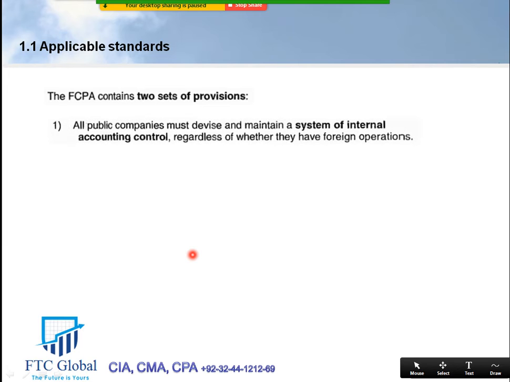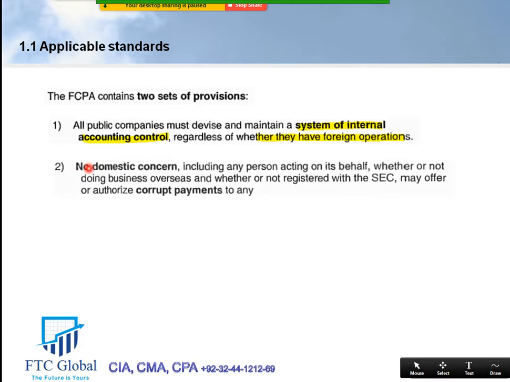First, this law required that companies should have internal accounting controls, whether they have foreign operations or not. Any company should have a system of internal controls. We will read about them in detail. And second, the second set of provisions says that no domestic company, whether a person or a company, or anyone on its behalf, whether doing business overseas or not, should offer any corrupt payment to three kinds of people.